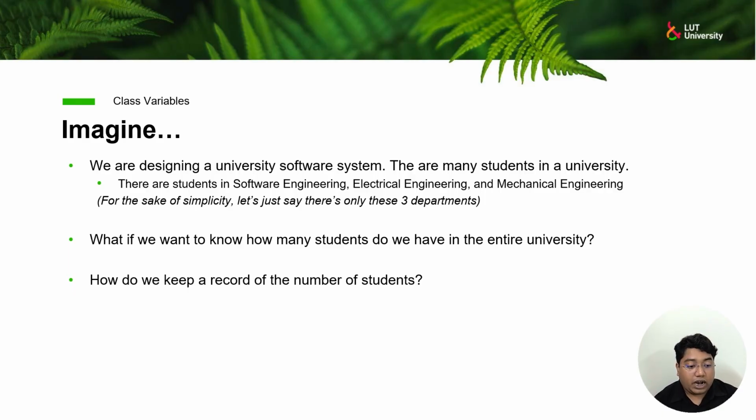As new students are admitted, the number should increase. When students graduate, it should decrease. So here's the question I'd like you to keep in mind. Where should we store that counter so every student can contribute to it and everyone sees the same value? Where should we put it? We will explore a few possibilities before we look at the solution.